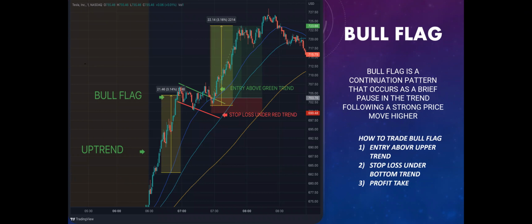I use it on all time frames. With patterns, the bigger time frame is more reliable, but you can use it on any time frame. This bull flag right here is the 1 minute. 1 minute Tesla, I believe. Yep, it's the 1 minute on Tesla.